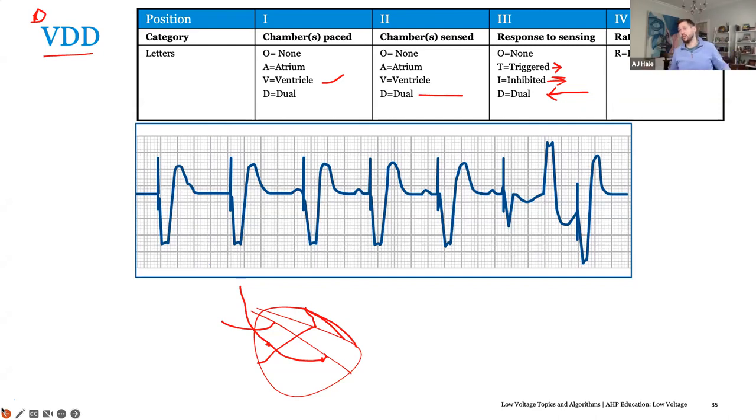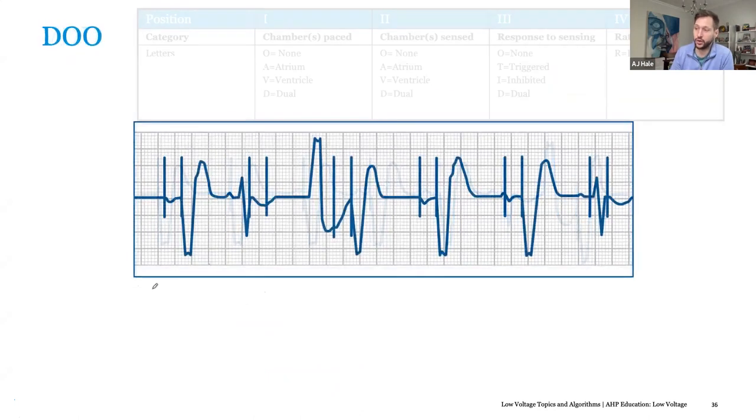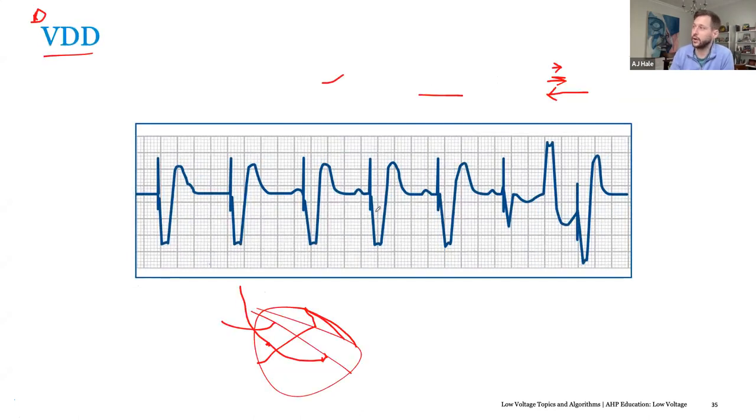No, that's dead on. Exactly. So they have a functioning sinus node. They don't have a degree of chronotropic incompetence.